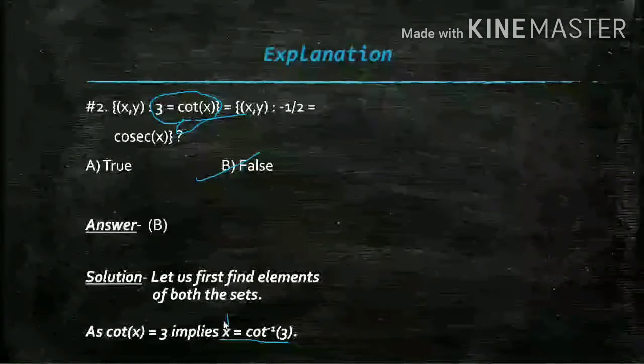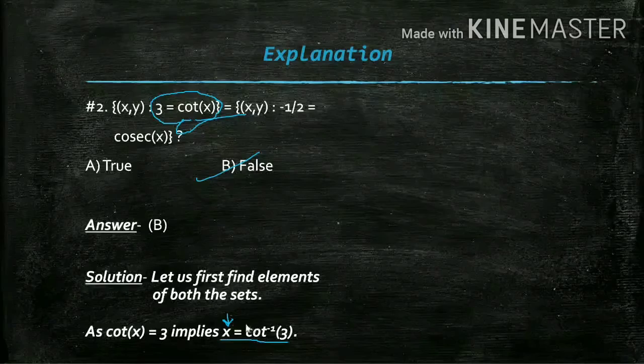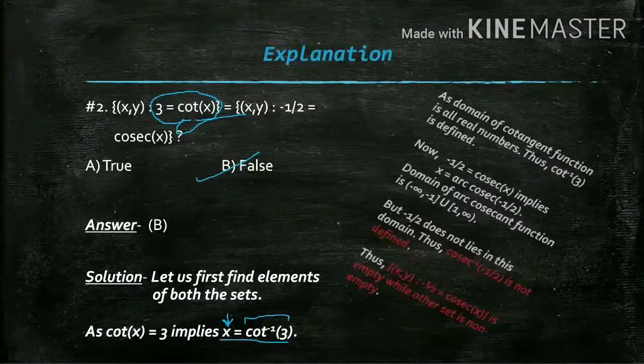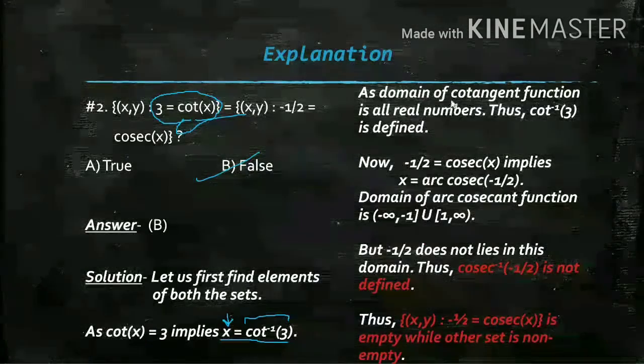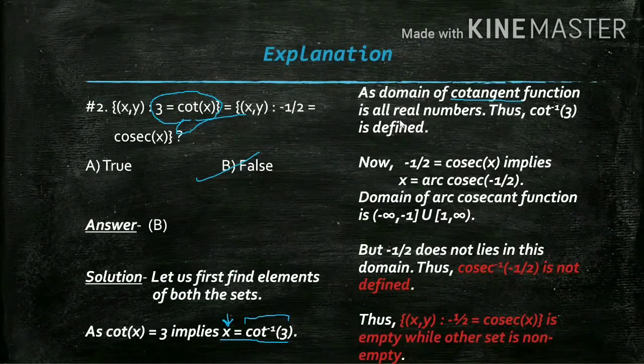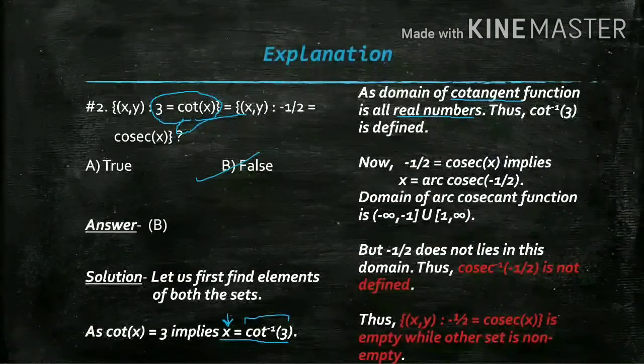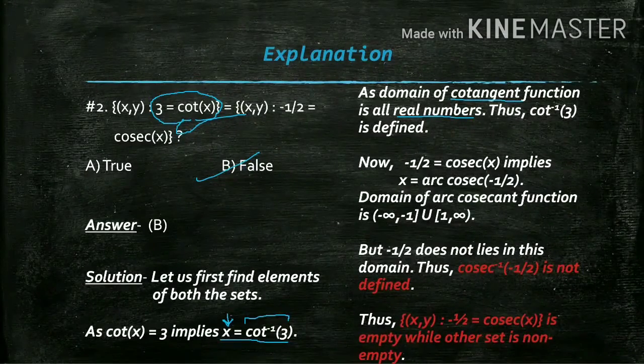Now, before finding the value of x, as I just told you, firstly let me check whether this is defined or not. You know, the domain of the cot function is nothing but all real numbers, excluding minus infinity and infinity, which you can't take. And 3 is just a real number. So that means cot inverse 3 is defined. That's not an issue over here.